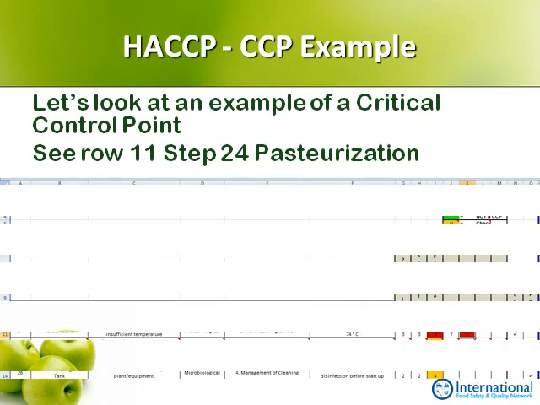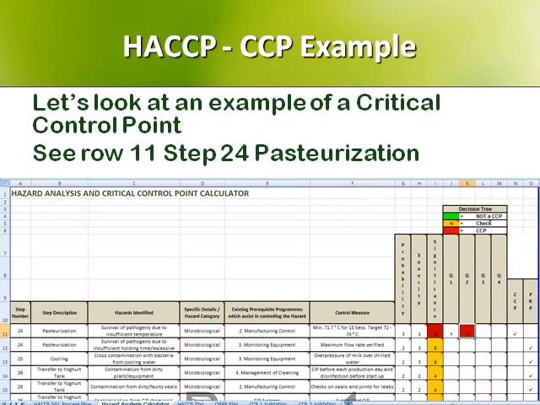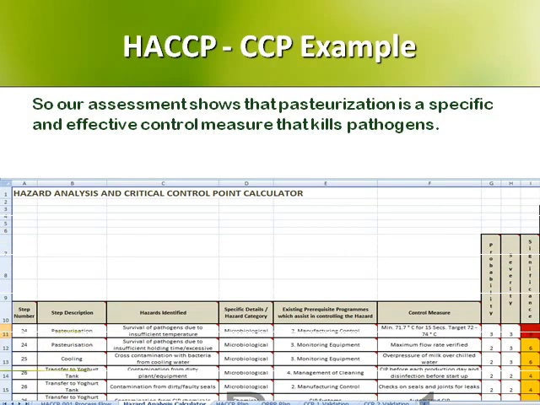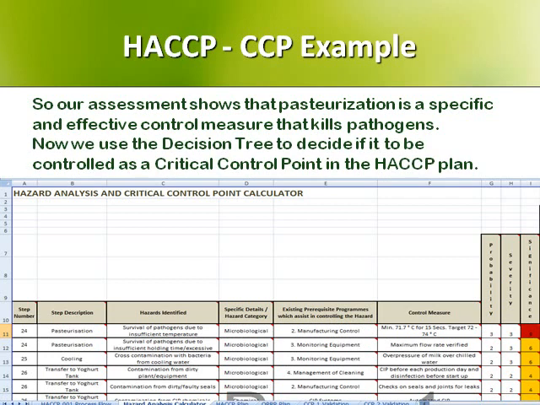Let's look at an example of a critical control point. See Step 24, Pasteurization. So our assessment shows that pasteurization is a specific and effective control measure that kills pathogens. Now we use the decision tree to decide if it is to be controlled as a critical control point in the HACCP plan.